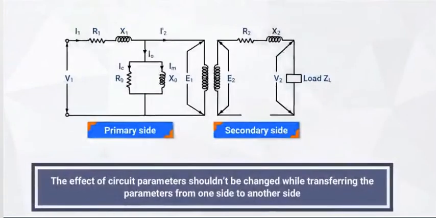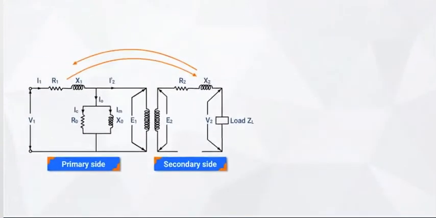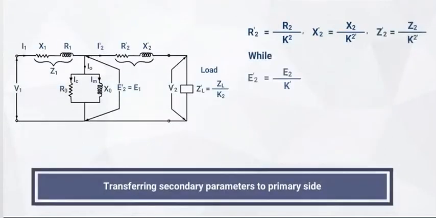The effect of circuit parameters shouldn't be changed while transferring the parameters from one side to another side. It can be proved that a resistance of R2 in secondary is equivalent to R2 upon K square, denoted as R2 dash, that is, equivalent secondary resistance with respect to primary, which would have caused the same loss as R2 in secondary. While transferring secondary parameters to primary side, this is how the circuit and parameters change.